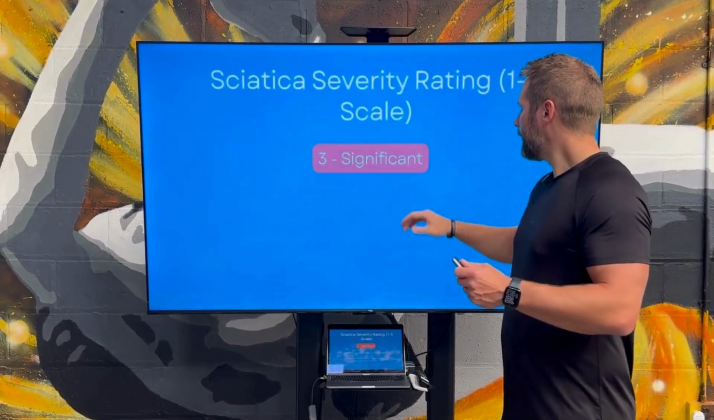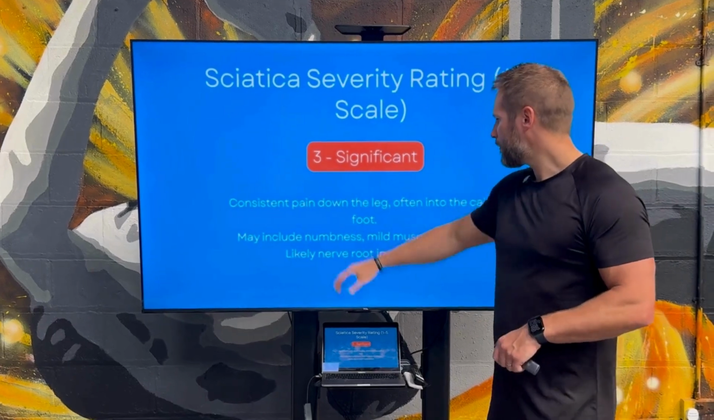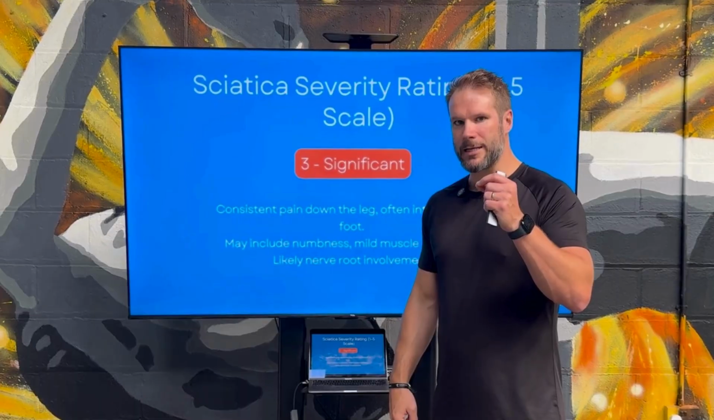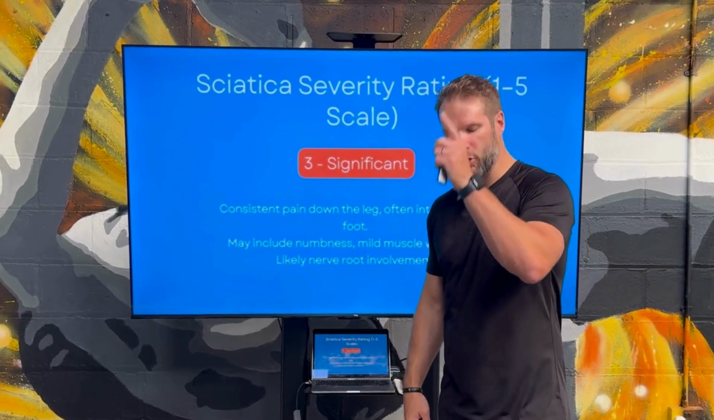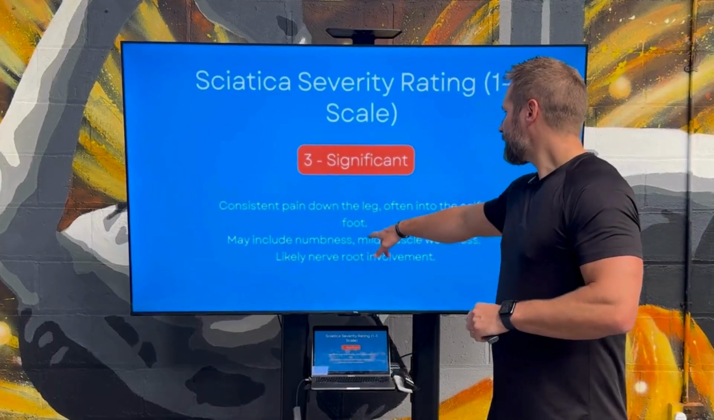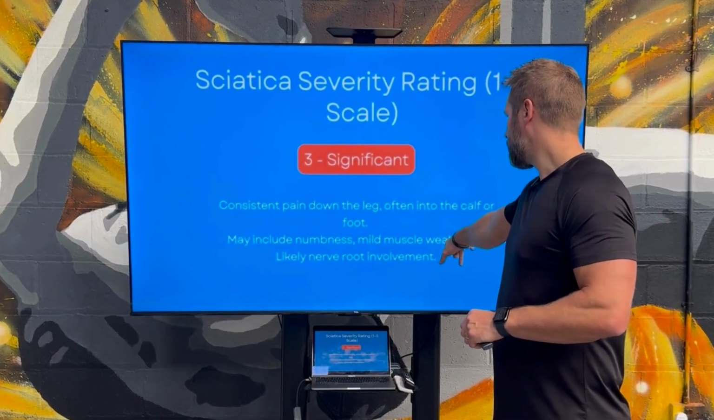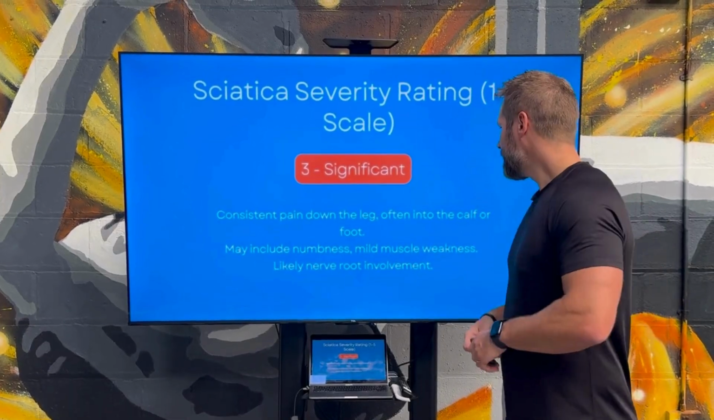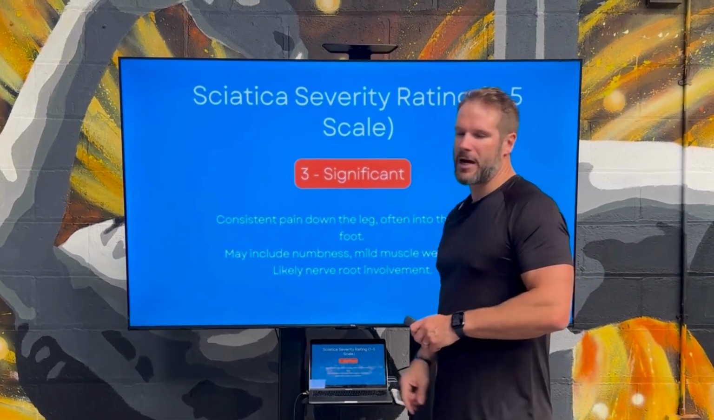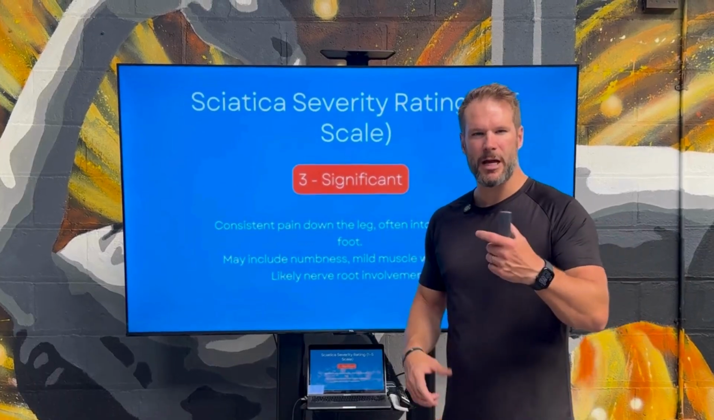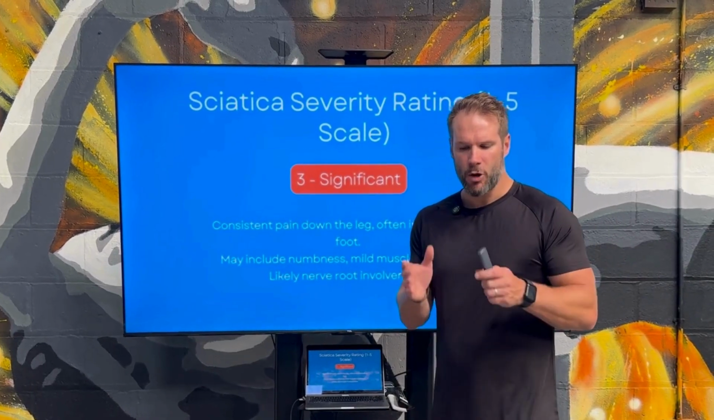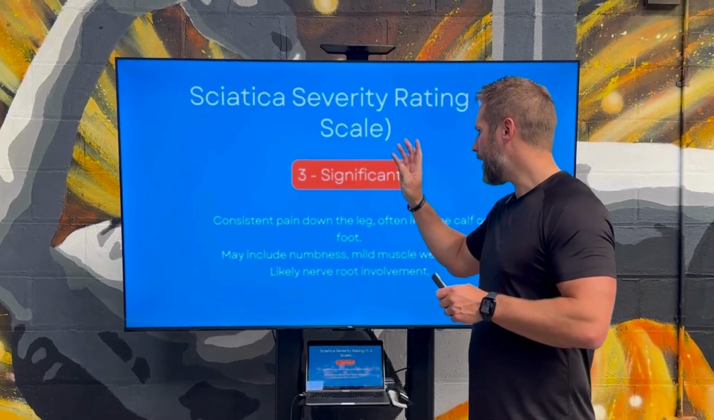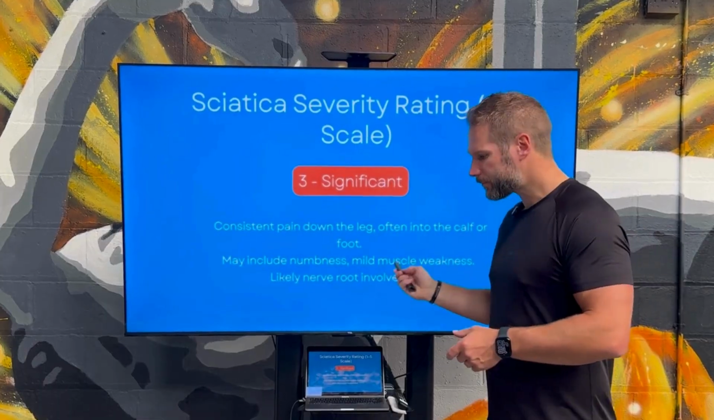3 is significant. So you get constant pain down the leg, often into the foot. So now we're starting to think, actually, is this pain that's traveling along the course of that sciatic nerve? This may include numbness, mild muscle weakness, and you will obviously have a bit of pins and needles. Now we're thinking you might have nerve root involvement. So now we're starting to think, actually, this is probably true sciatica or the start of it, and we need to deal with that slightly differently than if we were on level 1 or level 2.